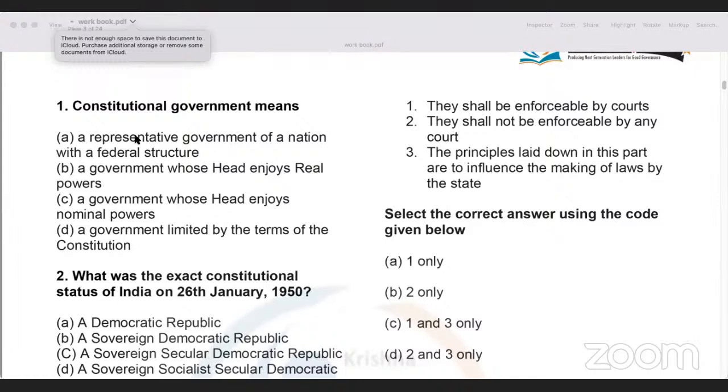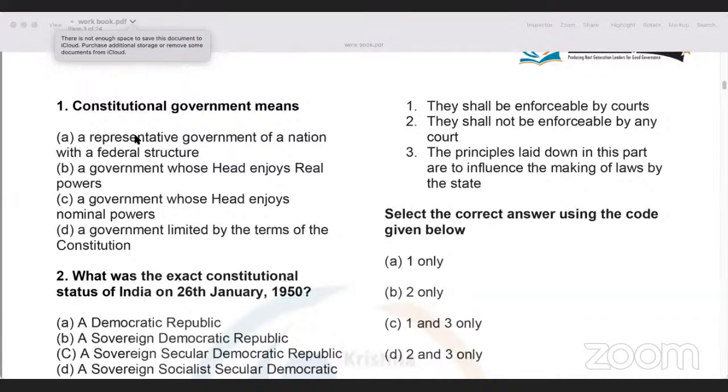The fourth statement: a government limited by the terms of the constitution. A government with limited powers, restricted rights, is the constitutional government, which is known as constitutionalism. If the administration of a country is run by the rules, regulations and constitutional provisions, the government will have restricted powers and restricted authorities. So a government limited by the terms of the constitution is the answer.